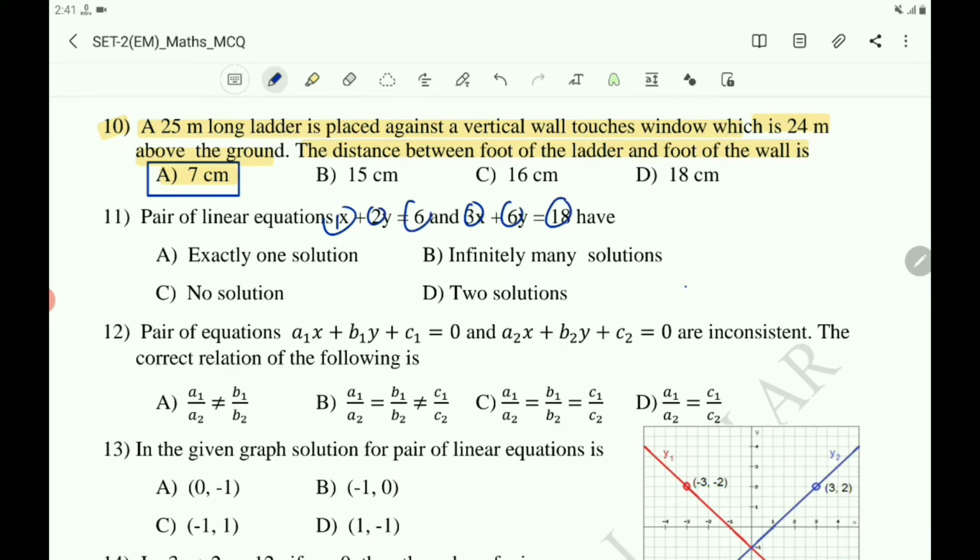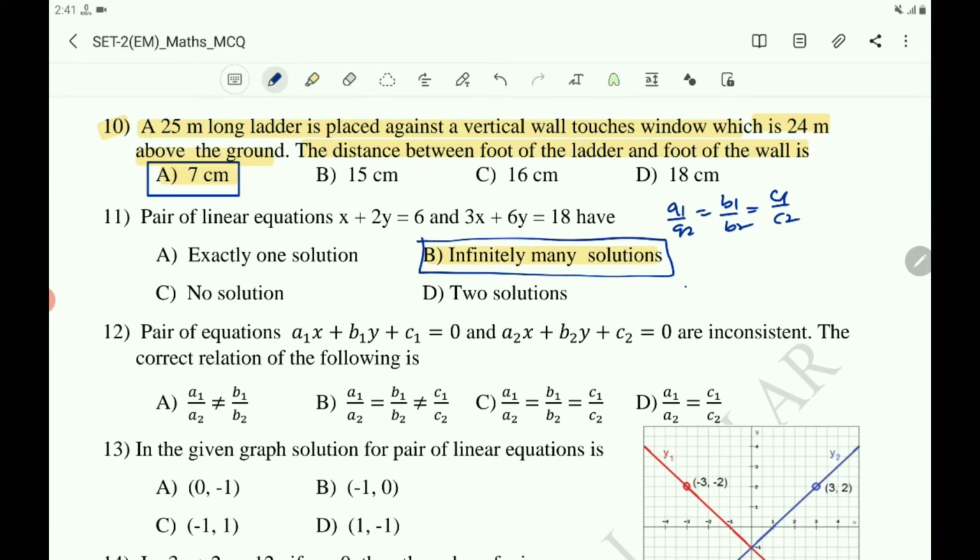You got the ratio that a1 by a2 equals b1 by b2 equals c1 by c2. In this case the pair of linear equations has infinitely many solutions, and they are coinciding lines. So which is the answer here? Option B is the answer. Note down the answer, option B.